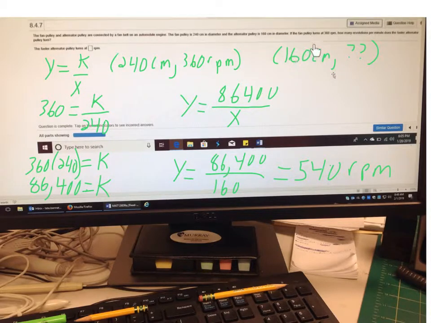Then on the second part, we're given the alternator is 160 centimeters and we want to find y, or we want to find the revolutions per minute. So I put in 160 for x, divide, and I end up with 540 revolutions per minute.